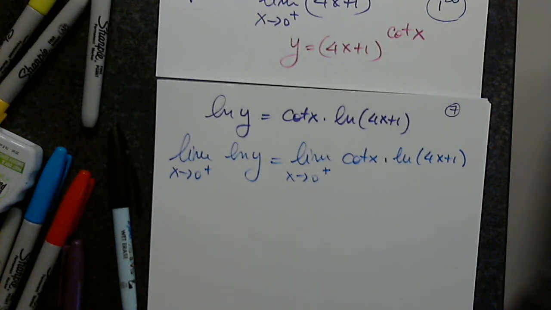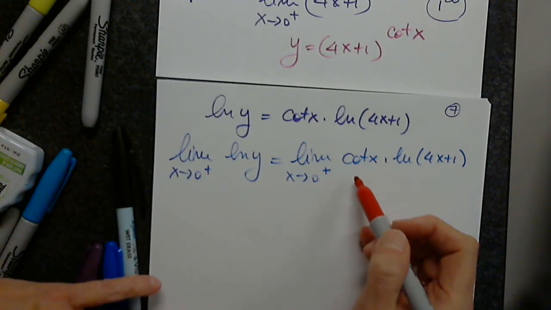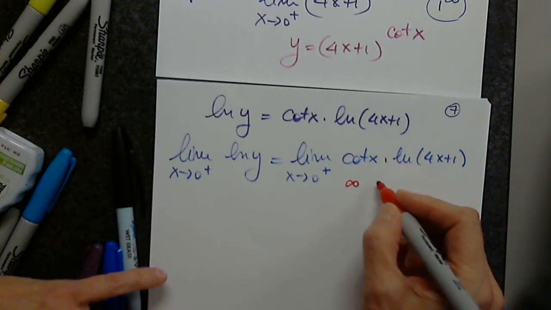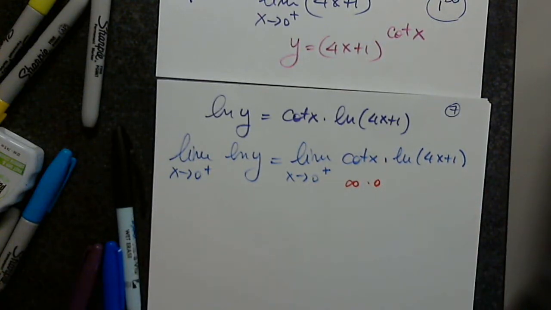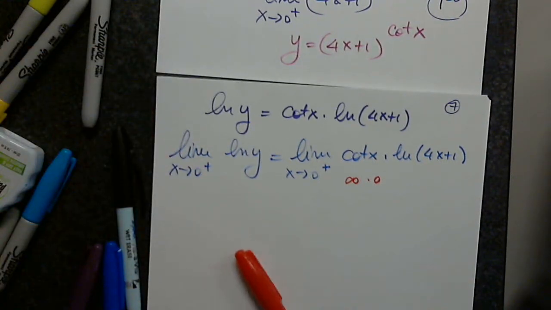Obviously, it's infinity times 0, which is a much easier indeterminate case to handle than 1 to infinity. And I'll show you in a minute why. So as x approaches 0 from the right, this is infinity, and this is natural log 1, which is 0. However, by a simple algebraic manipulation of this expression, we'll change it into 0 over 0.